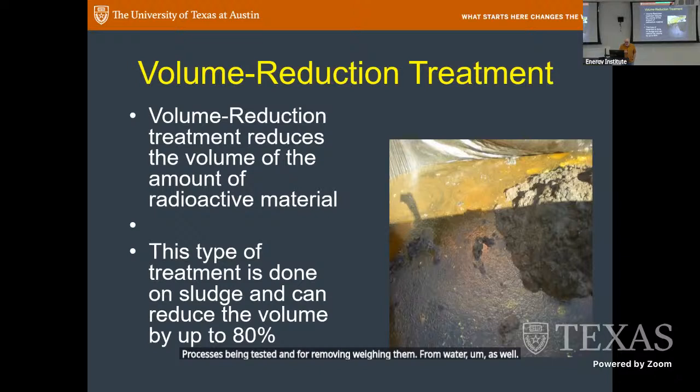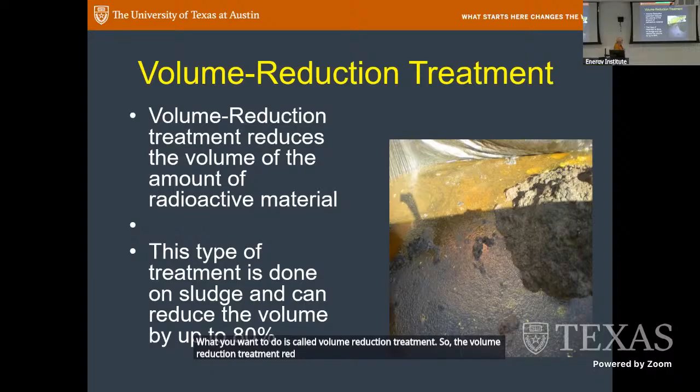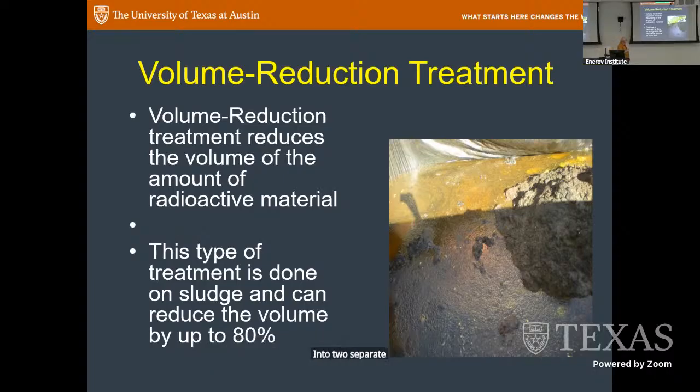The other aspect, what you want to do, is called volume reduction treatment. The volume reduction treatment reduces the volume amount of radioactive material into two separate piles. This type of treatment is done on sludge and can reduce the volume by up to 80%, but you still have to do something with this stuff.